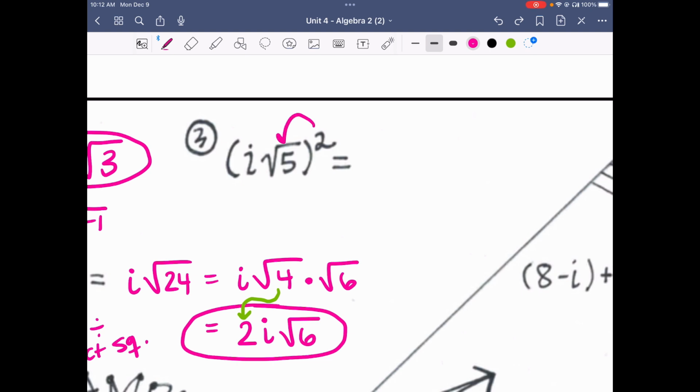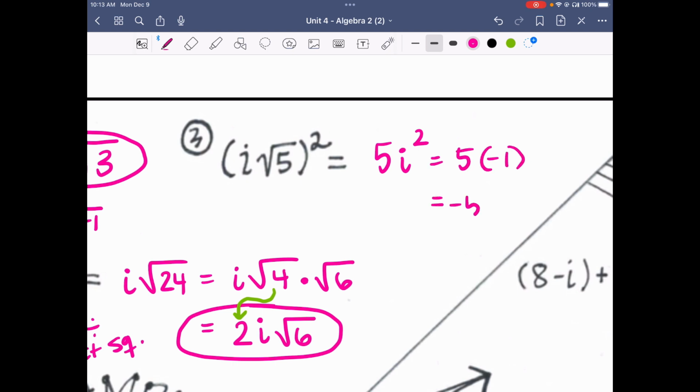But because anything square rooted squared cancels out, we know, for example, that radical 5 squared is just going to be 5. And then we also have to square the i, though. So we actually end up having 5i squared. We know that i squared is just the equivalent of -1. So this one ends up just equaling -5.